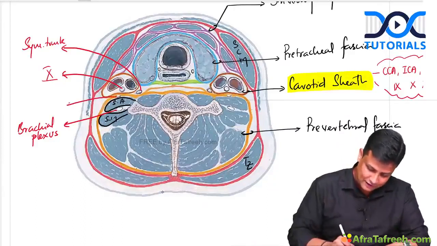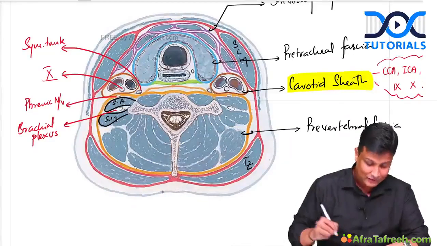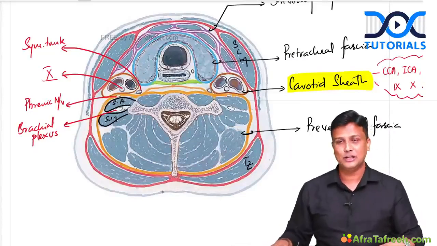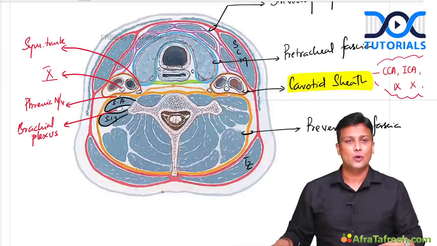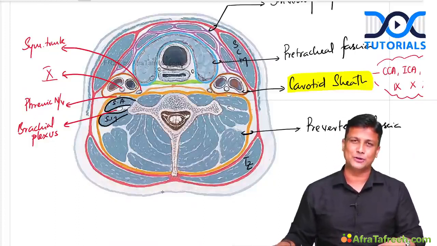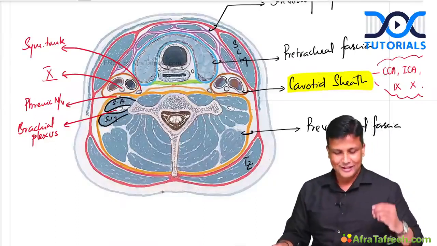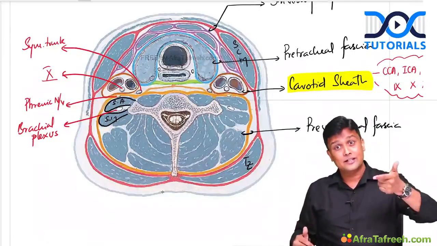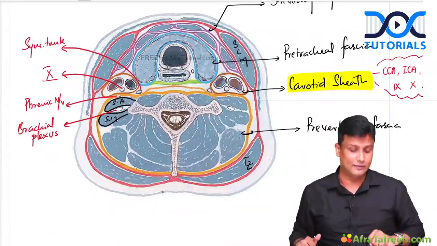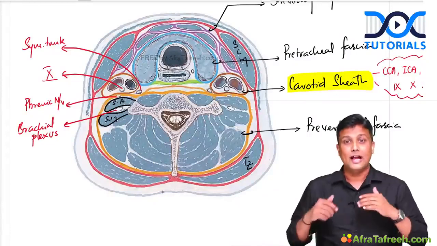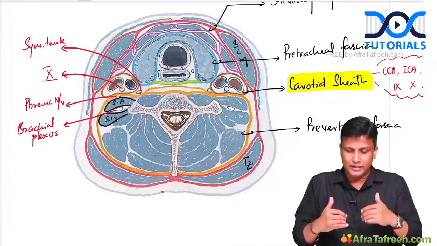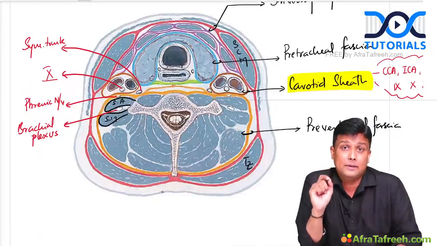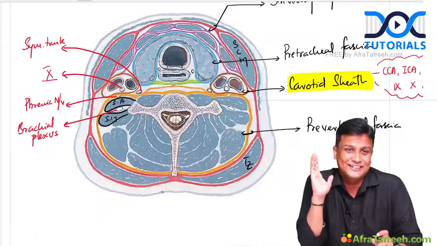In front of the scalenus anterior, what do you have here, guys? That's your phrenic nerve. This is exactly why I am teaching you, and that is the reason why I am teaching you this in the quick revision program at Doc Tutorials. So what do you have right in front of the scalenus anterior muscle? In front of that one, you'll be having the phrenic nerve. And between the scalenus anterior and the medius, there will be the brachial plexus. That is how you have to identify that one, guys.